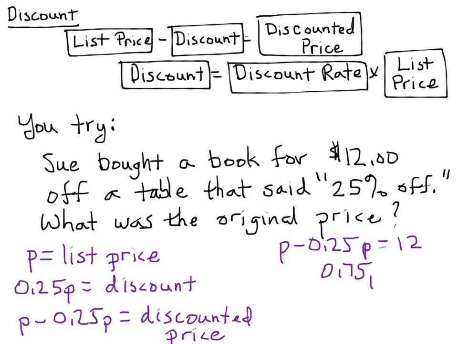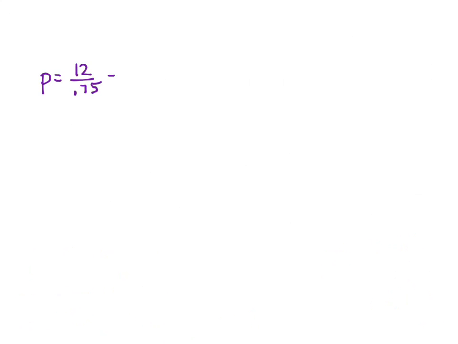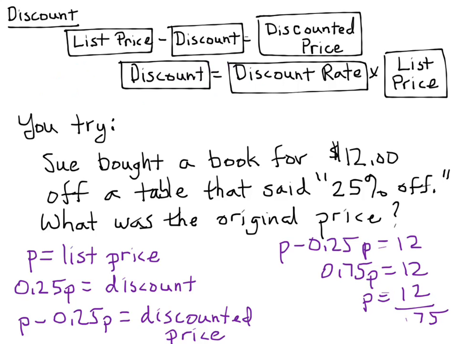And then I can factor out the P and make it P times (1 minus 0.25) and get 0.75P equals 12. And then, of course, P equals 12 divided by 0.75. Okay, so here I've just done the whole calculation. Let me stop it here. Everybody understand how I got to here?